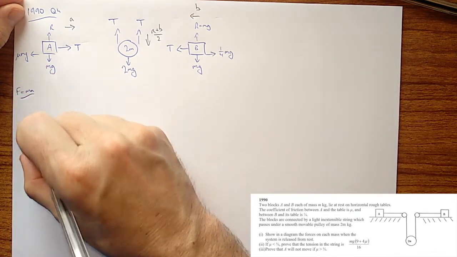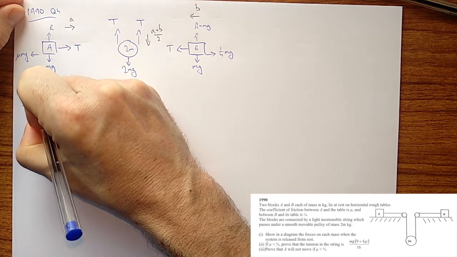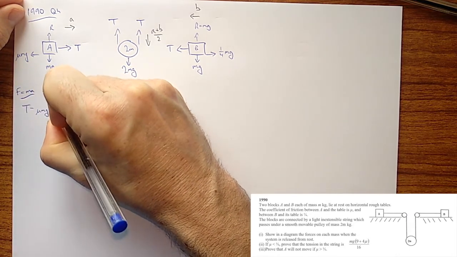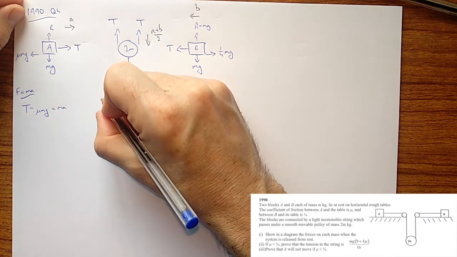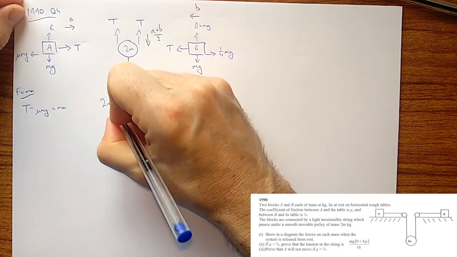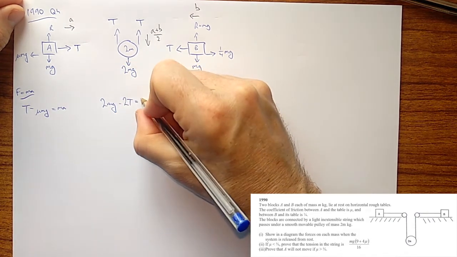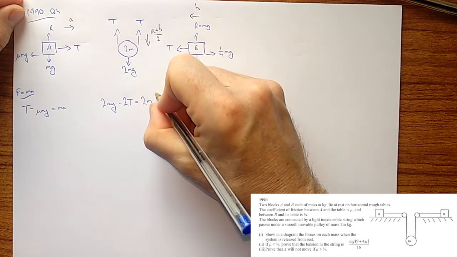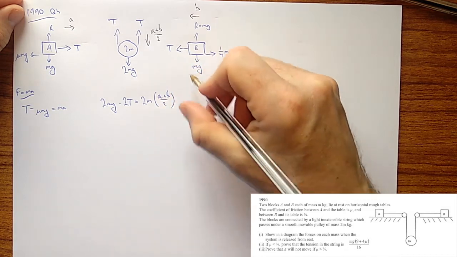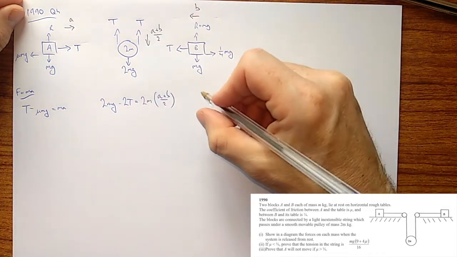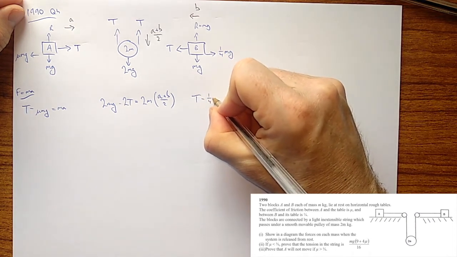So let's go and figure this one out. For A, going this way, it's T minus mu mg equals ma. For the pulley, in this case, 2mg minus 2T equals 2m, and our acceleration is, of course, (a plus b) over 2.